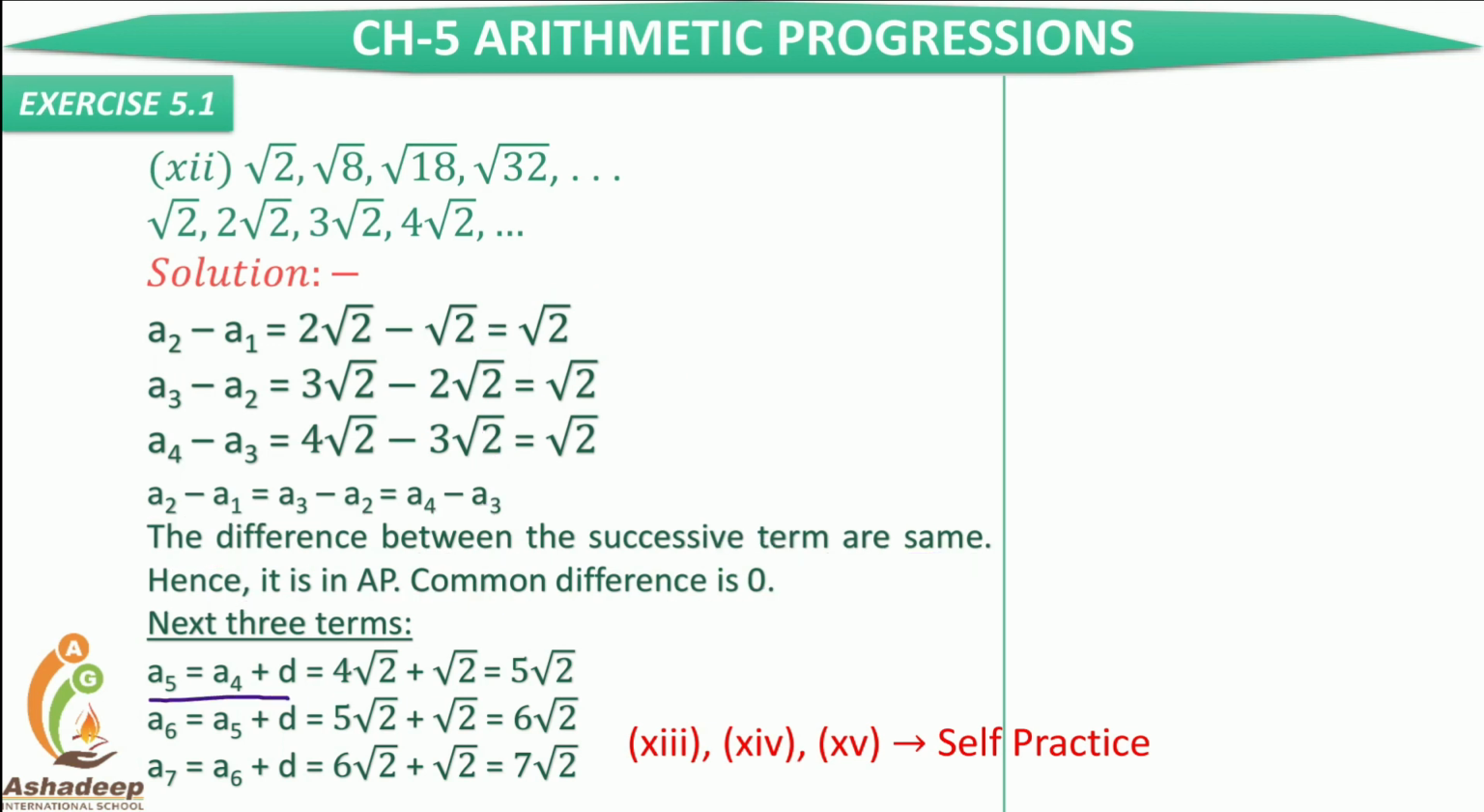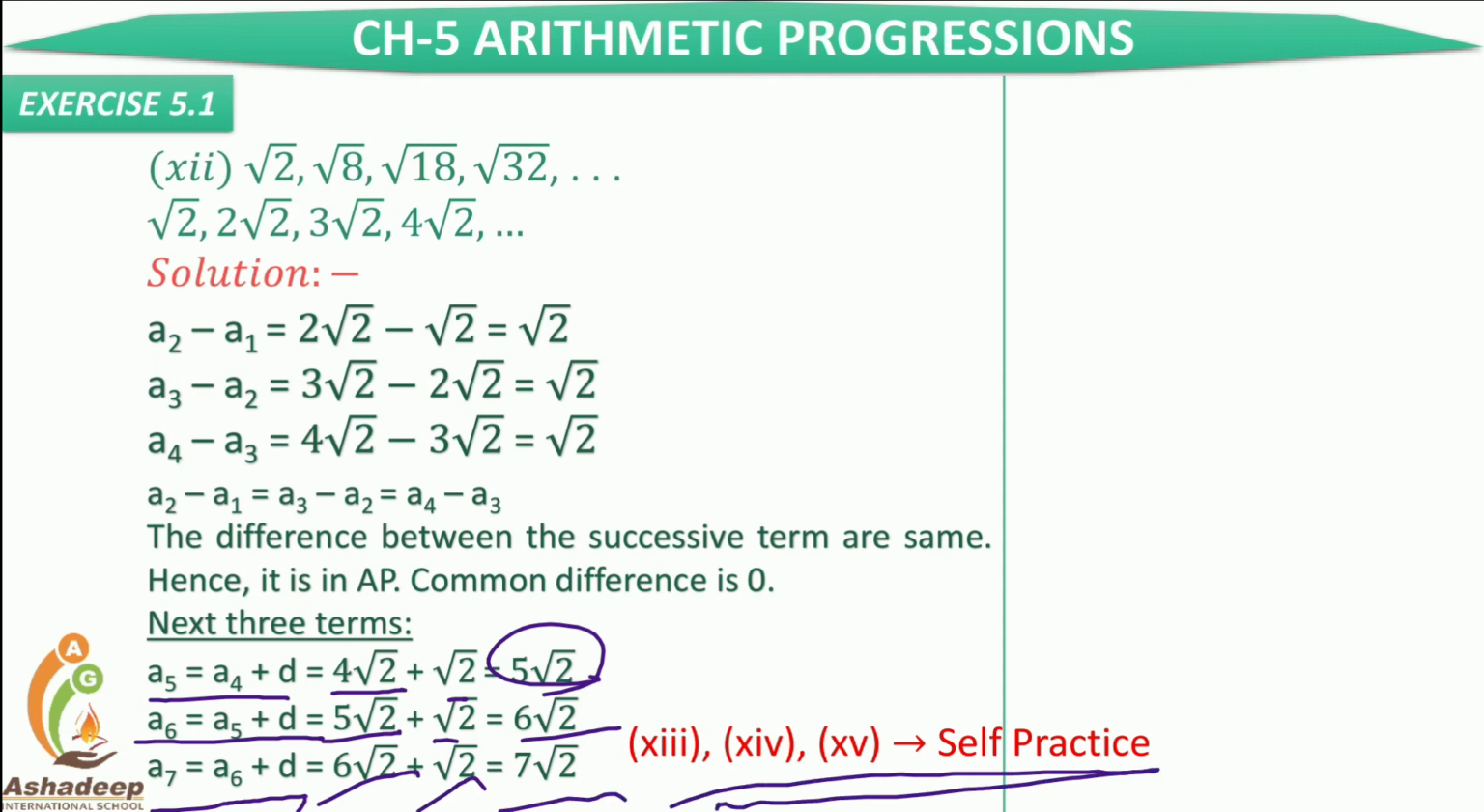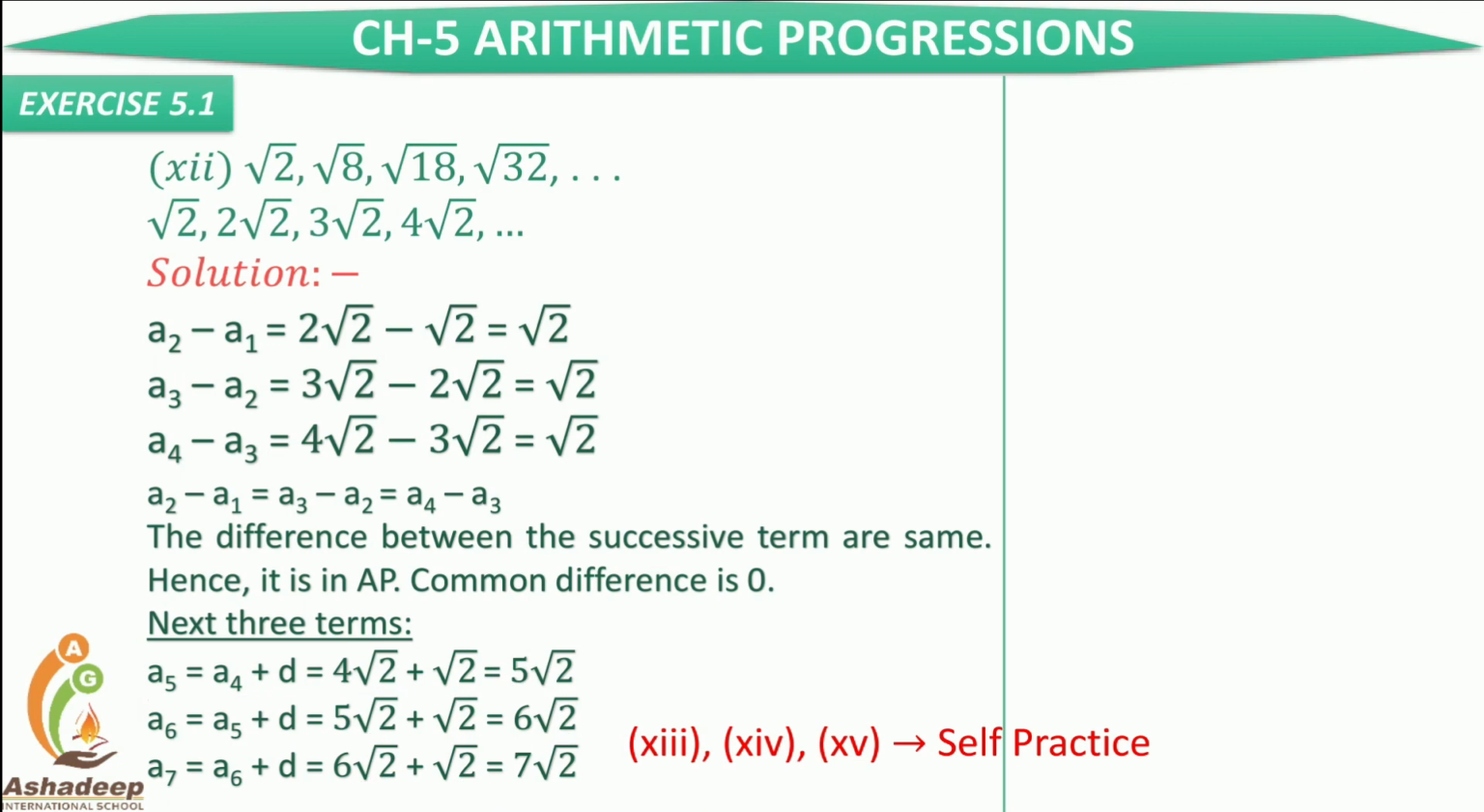So A5 is A4 plus d. 4 root 2 plus root 2 is 5 root 2. A6 is also A5 plus d. 5 root 2 plus root 2 is equal to 6 root 2. And A7 is equal to A6 plus d. So 6 root 2, 7 root 2. Now the remaining 3 sums you need to practice by yourself.